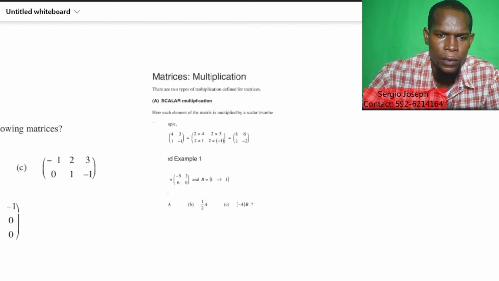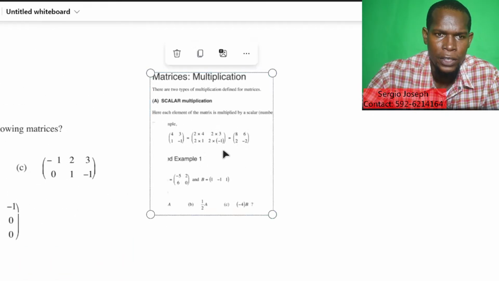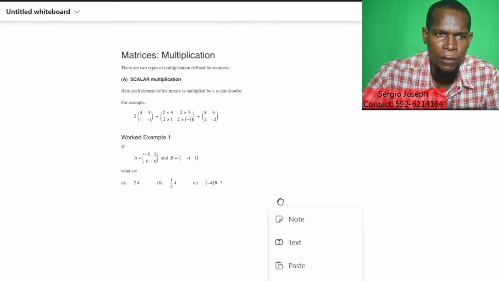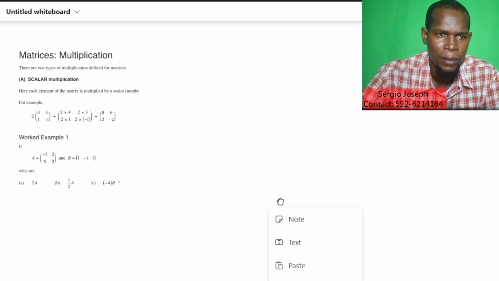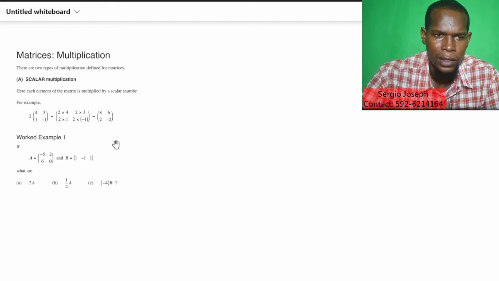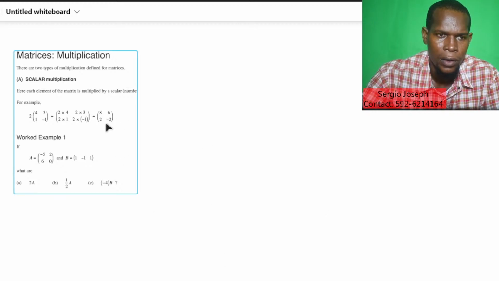multiplication. So we look at first scalar multiplication quickly. So you have a matrix and it's been multiplied by some number outside. How do you really treat it? That's a real question. How do you really treat it?